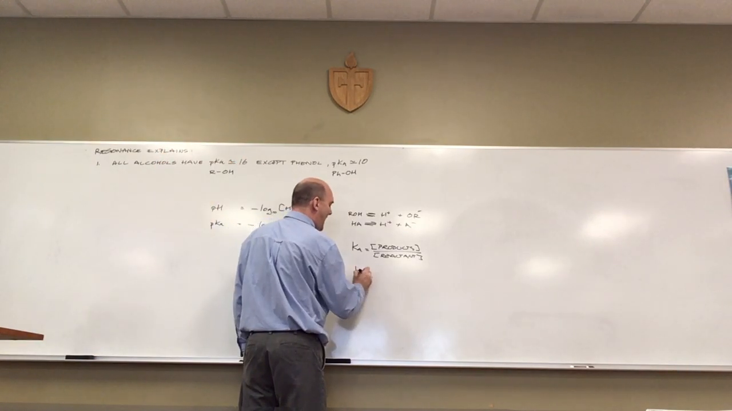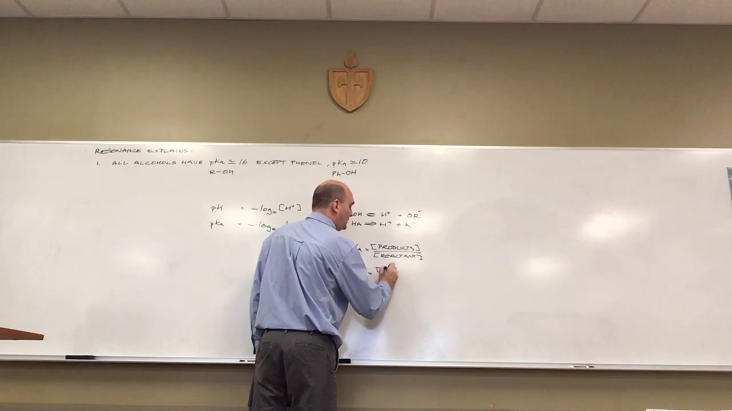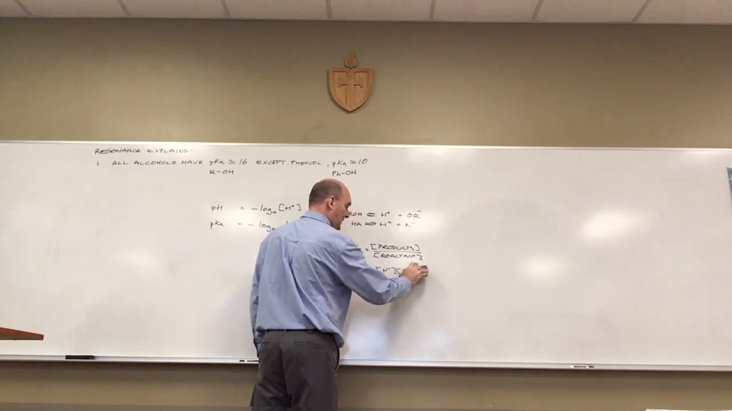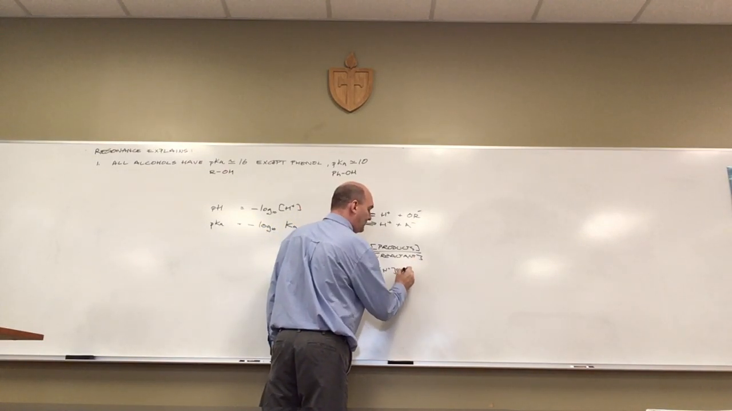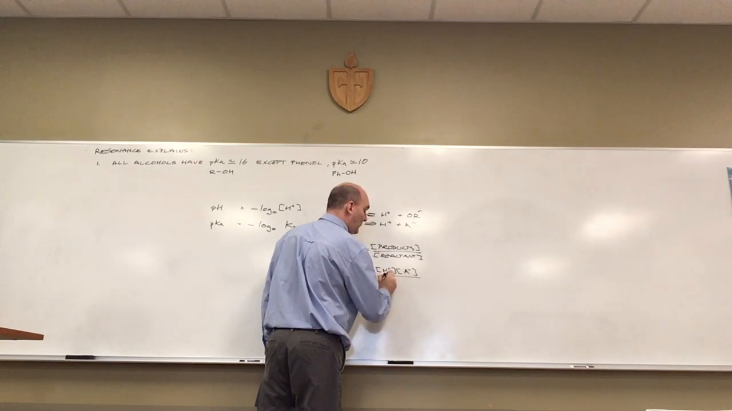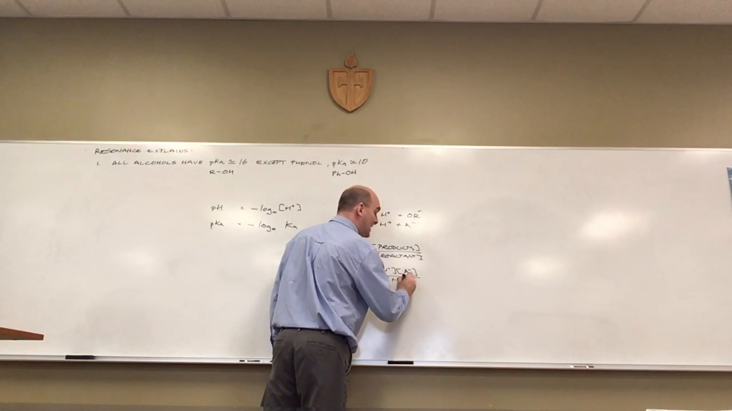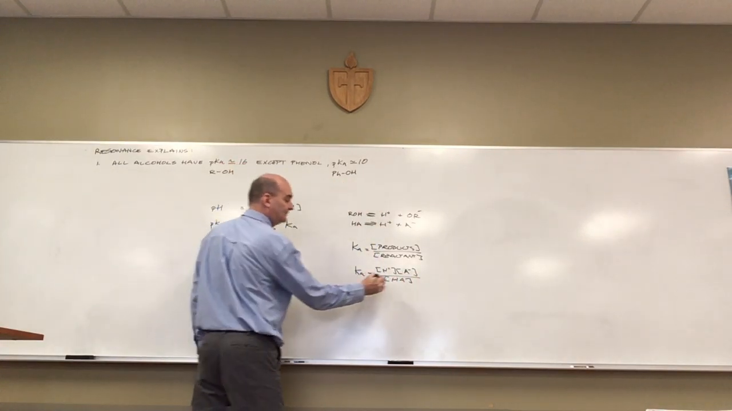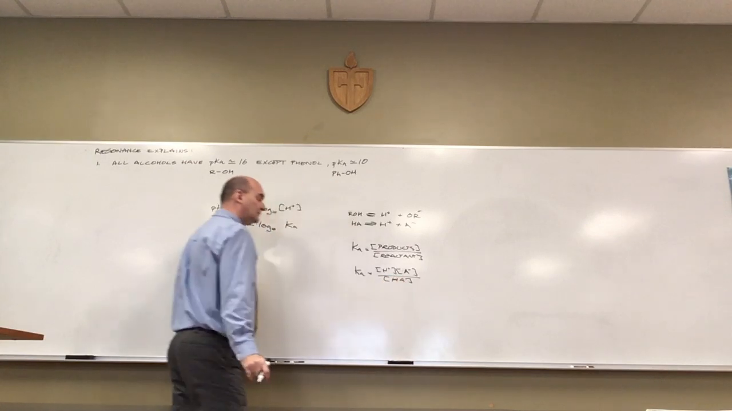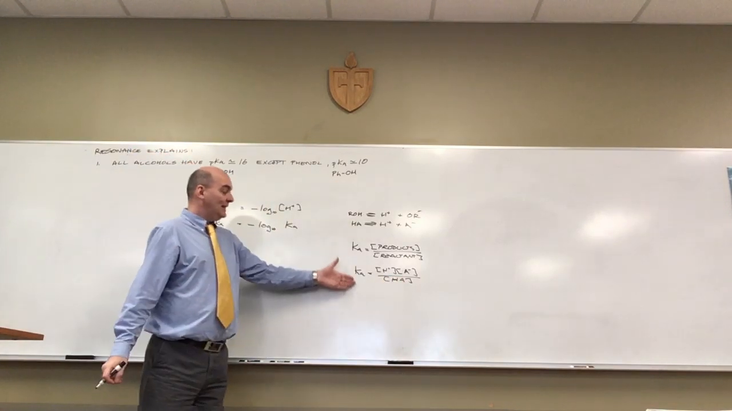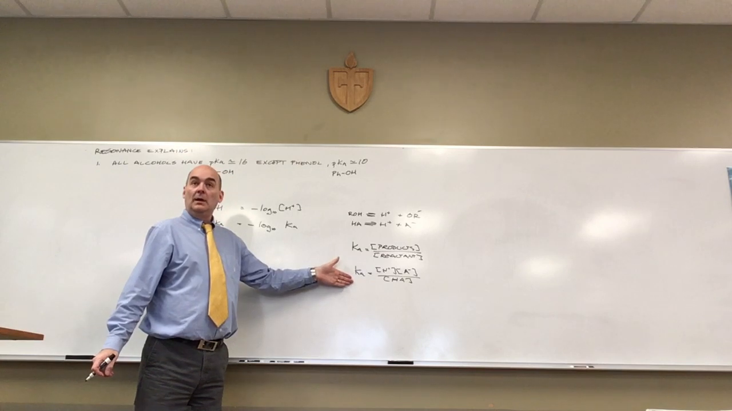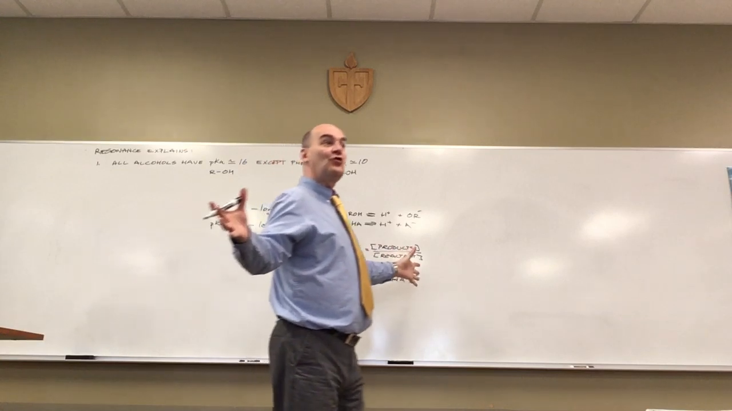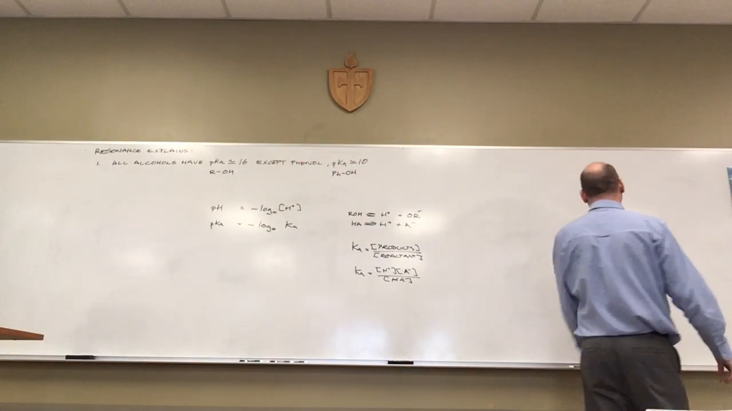So Ka is H plus, A minus, over the undissociated or free acid. This is non-specific here. Square brackets means concentration. Okay, so that's your underlying value, and we're going to take the log of it to constrain those values down.